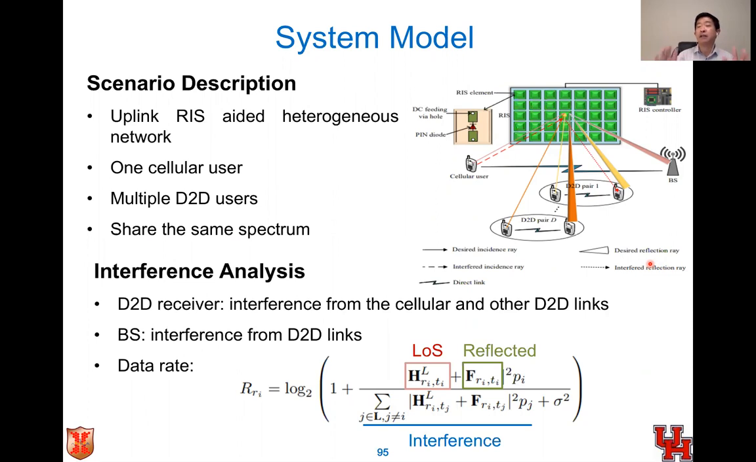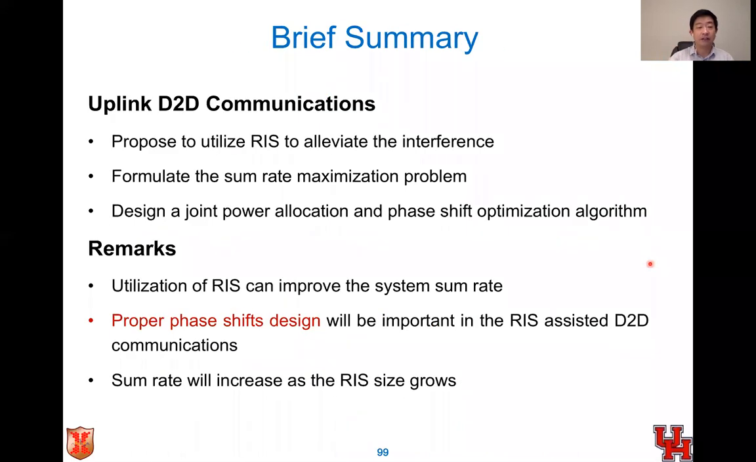So this is a basic key idea here. Not only can I improve the performance of this signal to noise ratio, but I can also clean up the garbage from the interference. This is a key idea and an advantage. Here is the summary: we propose D2D communication with RIS, we formulate the problem, and with proper phase design, we can efficiently clean up this communication.